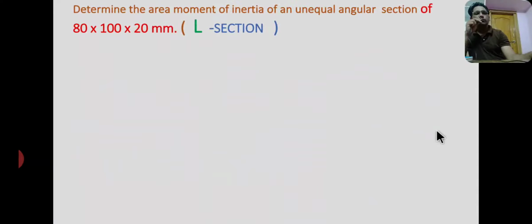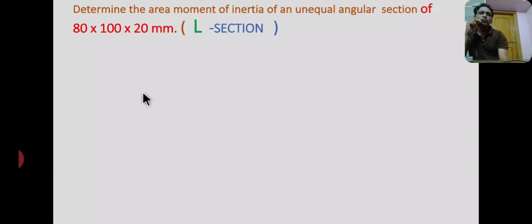Now coming to the problem. Please note down. Determine the area moment of inertia of an unequal angular section of 80 by 100 by 20 mm. Here the diagram is not given, only dimensions are given.